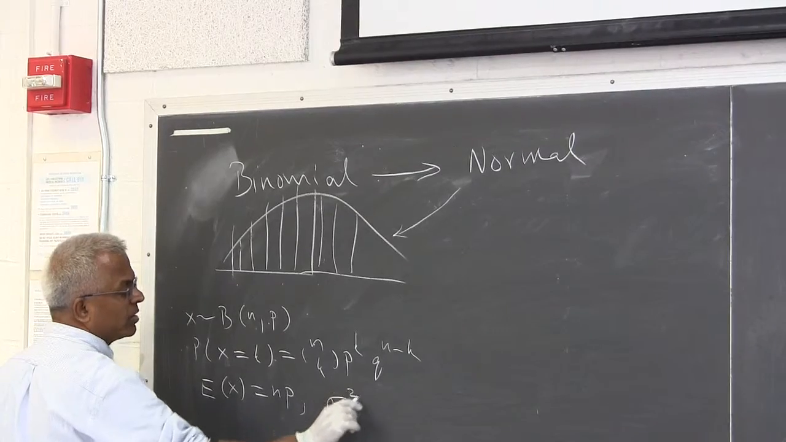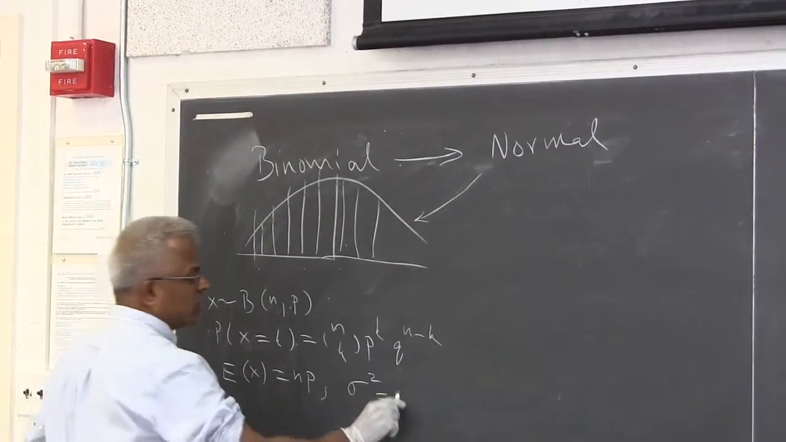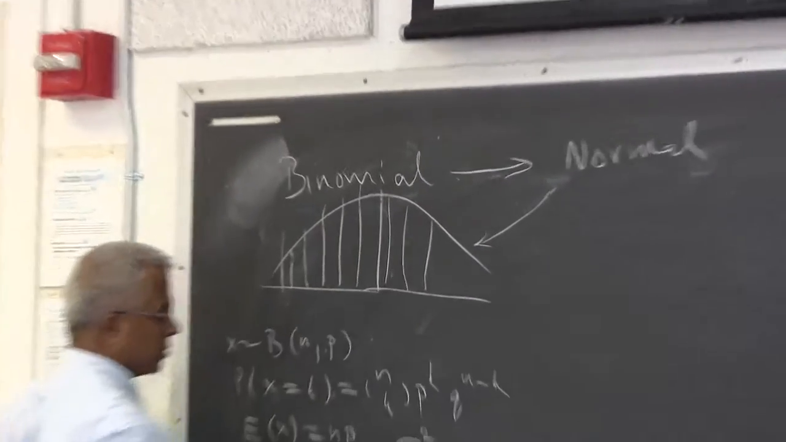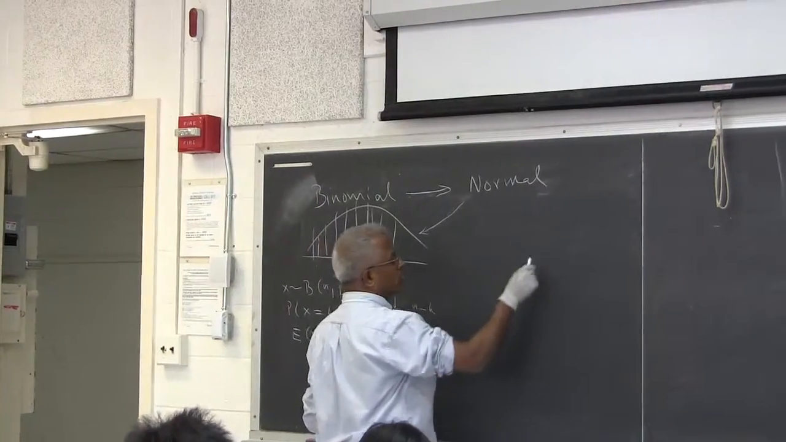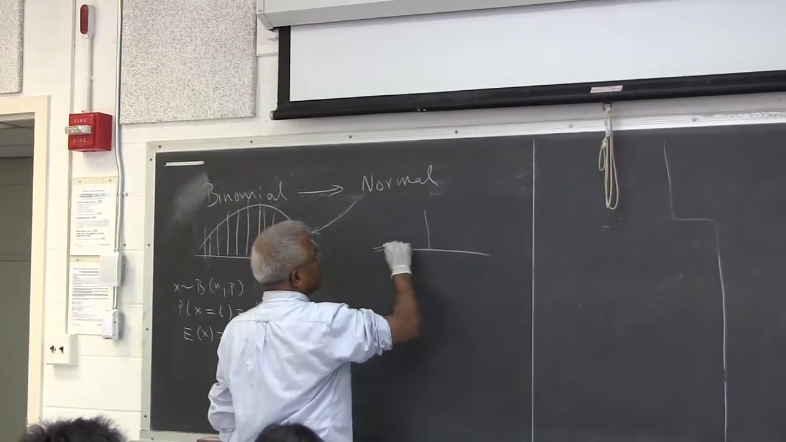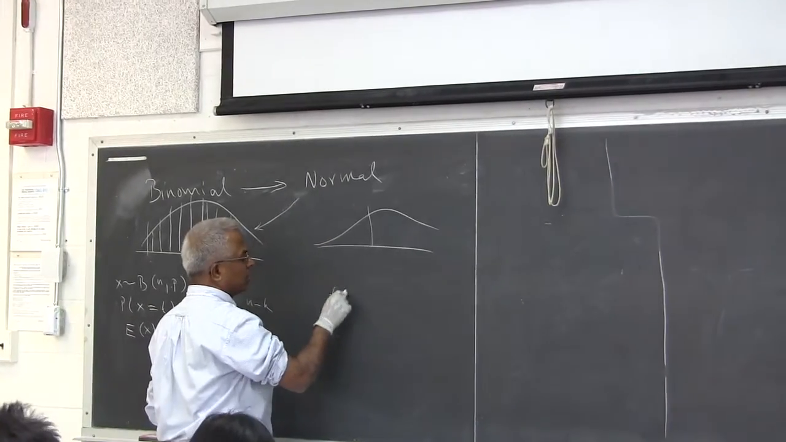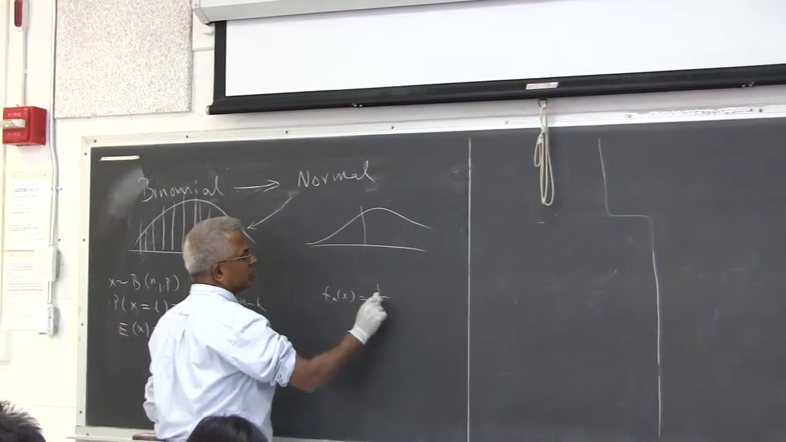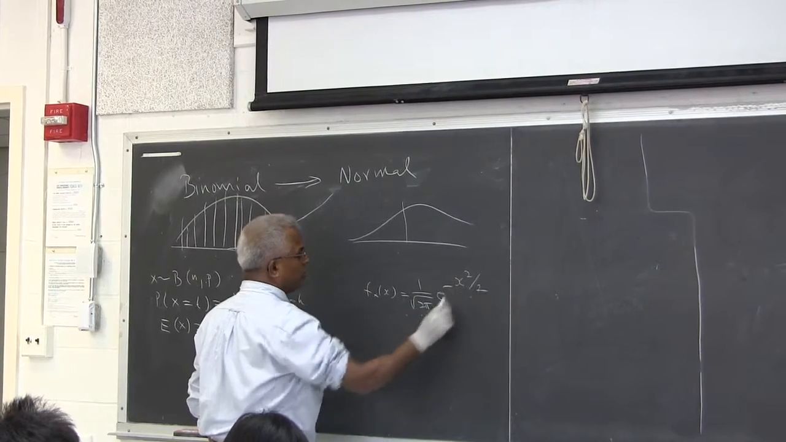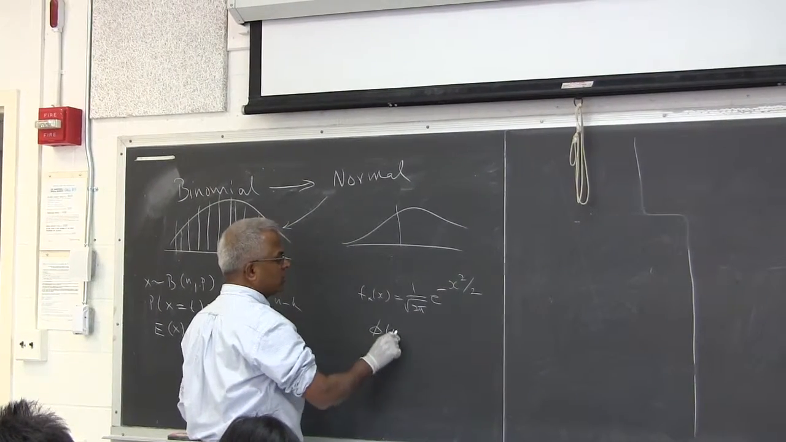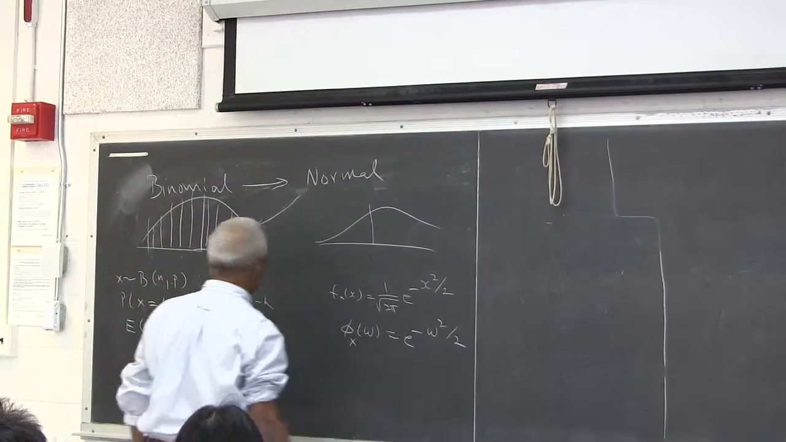Anybody knows what is the variance of this random variable? It's npq. You just need to work it out. Okay. And whereas the normal is going to look like this. So here, in fact, this is a standard normal, right, with parameter 1. So its characteristic function is e raised to minus omega squared by 2.